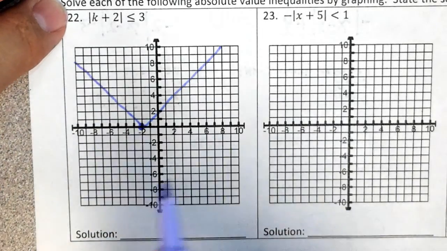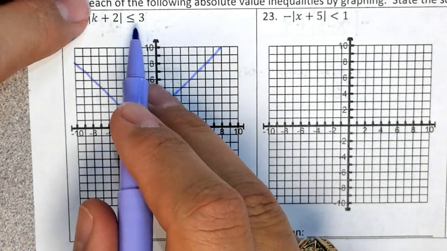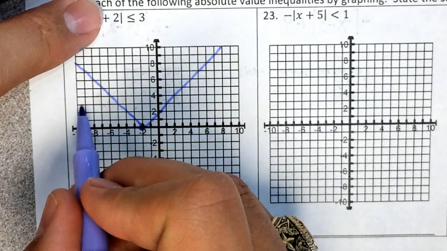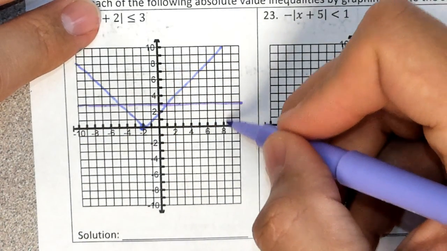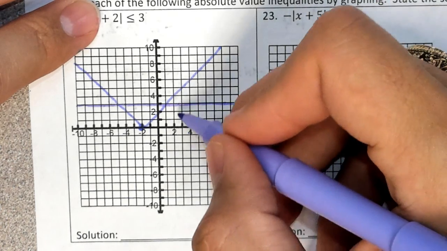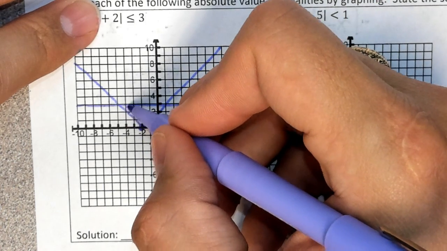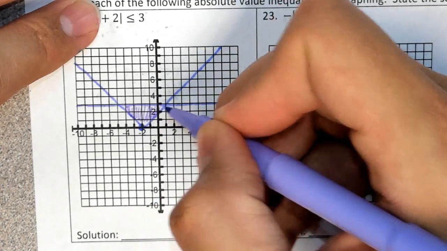And then I have |k + 2| is going to be less than or equal to 3. Here's 3. And this one we're shading down. It means we're going to be above this one. So my stuff I want is in here.